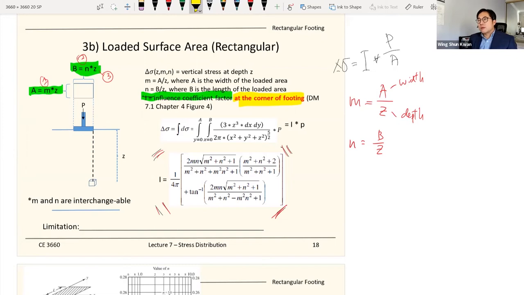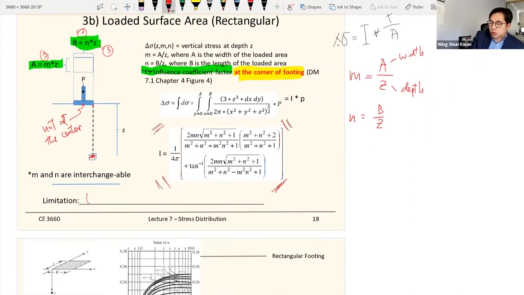With this method, if you just use it directly, you cannot find the stress at the center. Not at the center, but only at the edge. So the limitation of this method is that it only works at the edge or the corner of the footing.